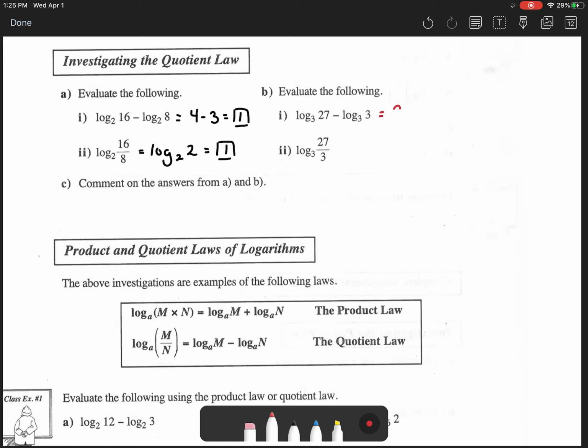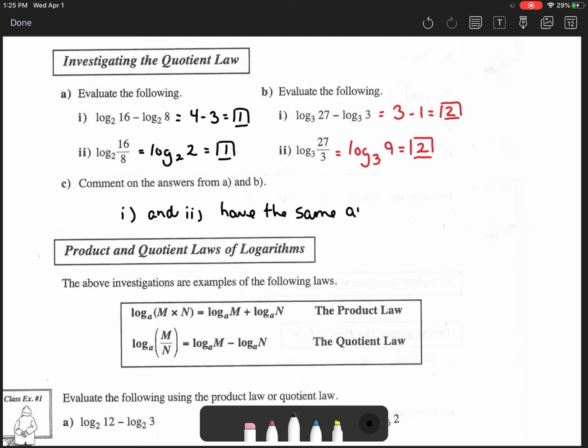And B, okay, log base 3 of 27, that's 3. Log base 3 of 3, that's 1. 3 minus 1, okay, that has a value of 2. And just below it, log base 3 of 27 divided by 3 is log base 3 of 9, and 3 squared, or 3 to the exponent of 2, is 9. So there's the value there. Again, comment on your answers from what we just did. Again, I and double I, okay, have the same answer. Okay, so I'll just fill that in quickly and then we can move on.